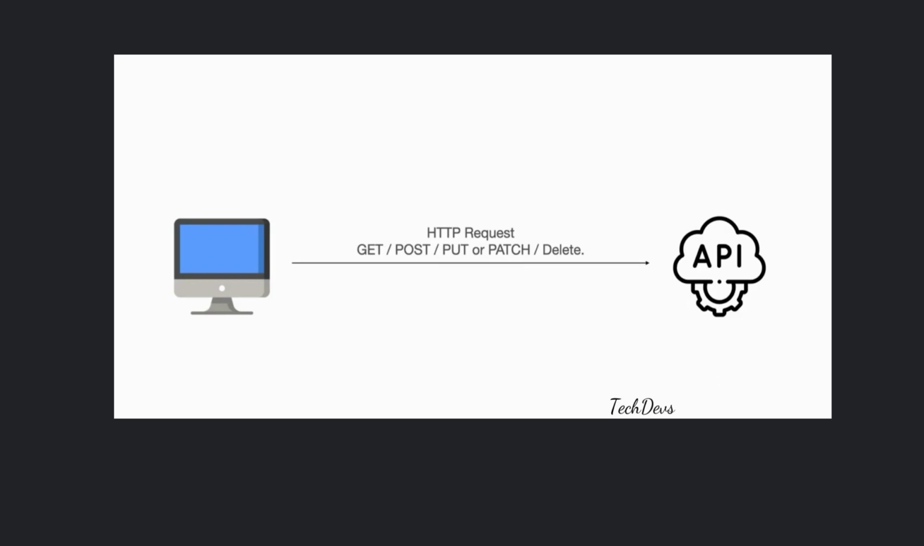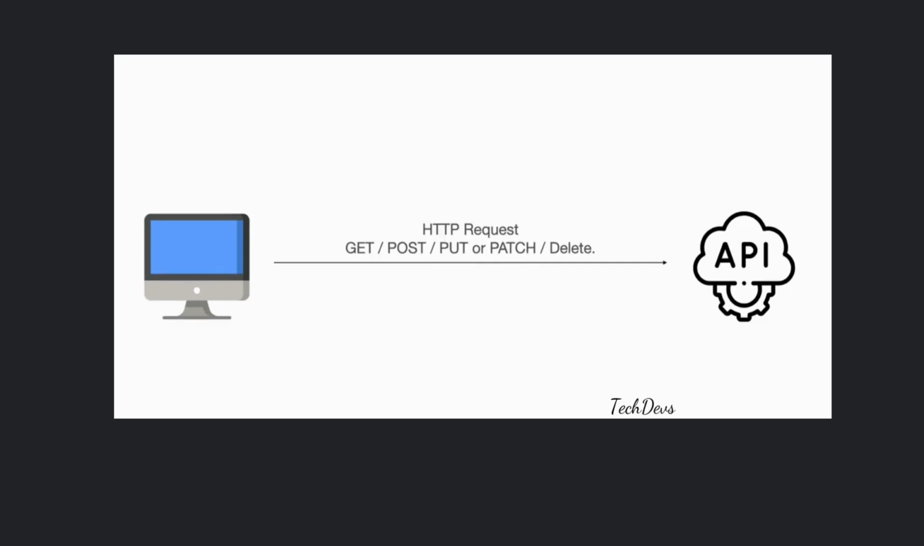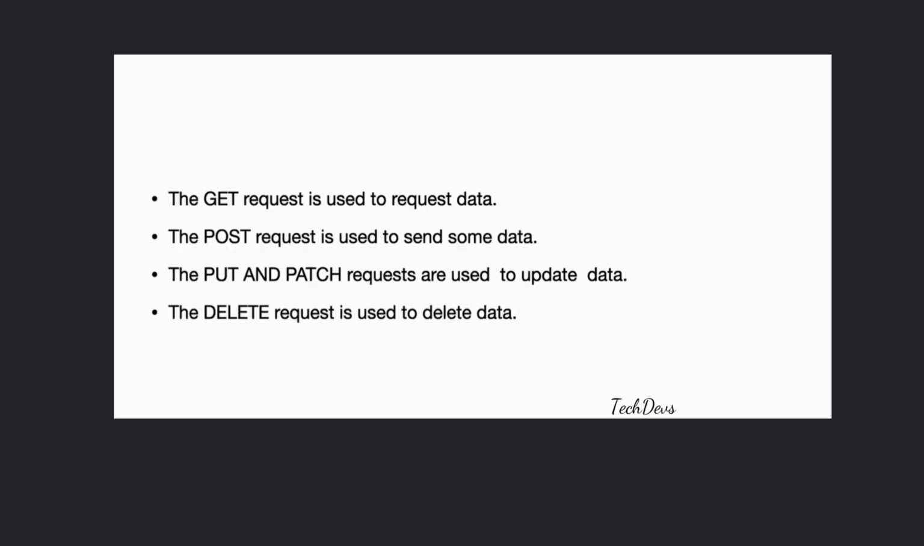Let's take a look at the flow of a request. The client makes a request. The request is made to an endpoint, which is a URL. The request uses one of the HTTP methods, GET, POST, PUT, and DELETE, to let the server know which action to take. GET is used for reading data, POST is used for creating data, PUT or PATCH are used for updating data, and DELETE is for deleting data.